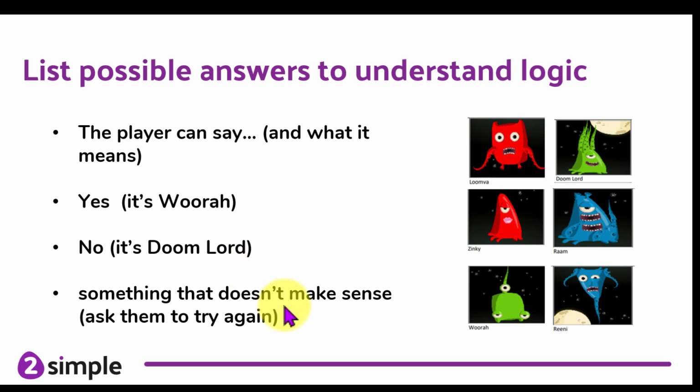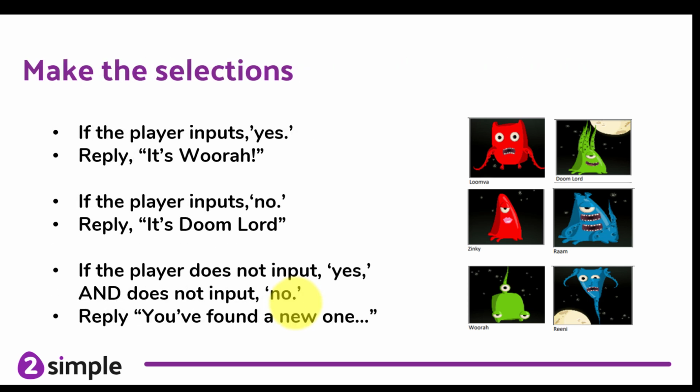And if they say something that doesn't make sense, we'll ask them to try again. Now in code, we're going to think about how that works with ifs. So if the player says yes, we're going to reply it's Woorah. Same sort of thing for Doomlord. If the player doesn't say yes, and we'll check that they've not said no either, we're going to reply either you've found a new one or your answer doesn't make sense, something like that. This last one kind of handles the unexpected answers that people might make.